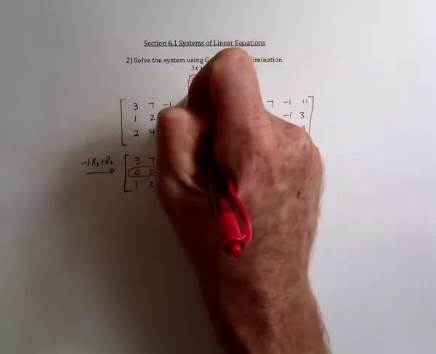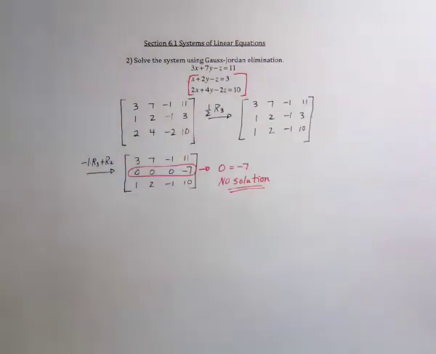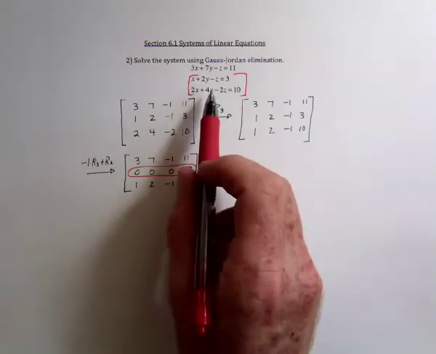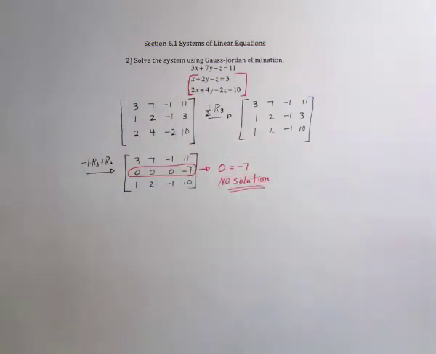If we were to graph this, that means that these two planes that cause this to happen, these two planes are parallel. So there's no place where they cross, there's no solution.